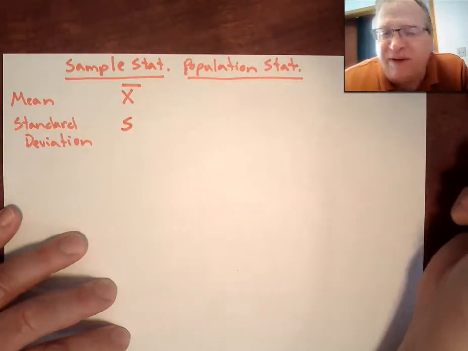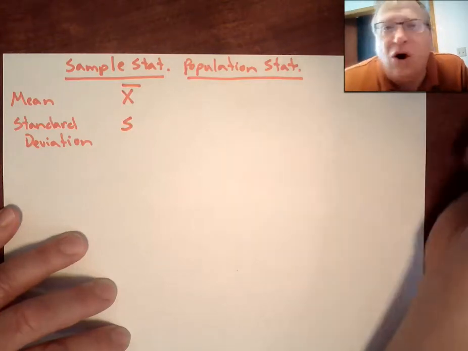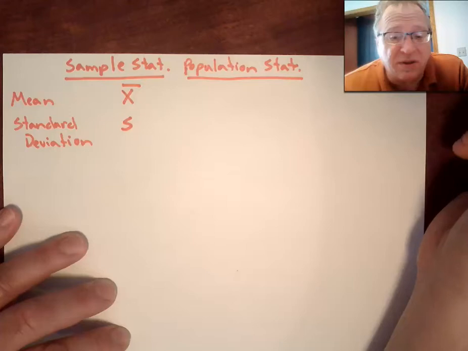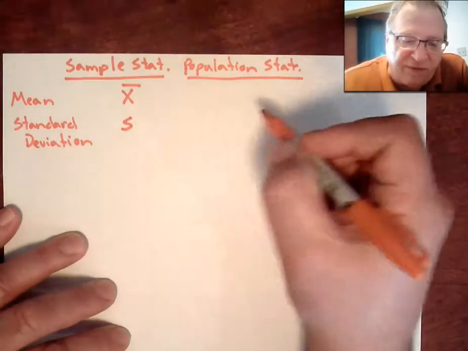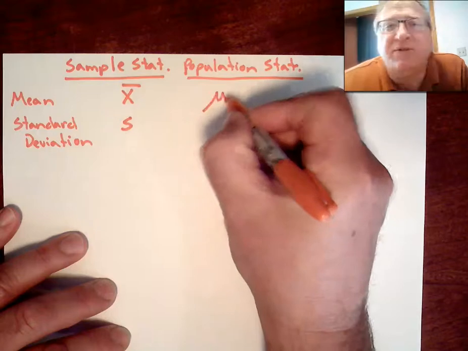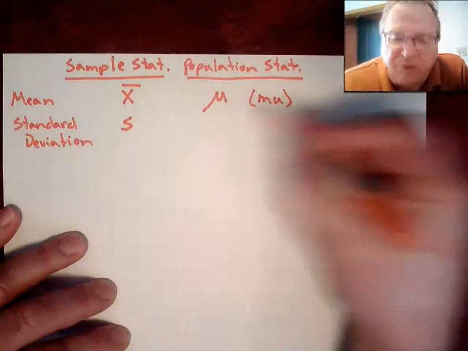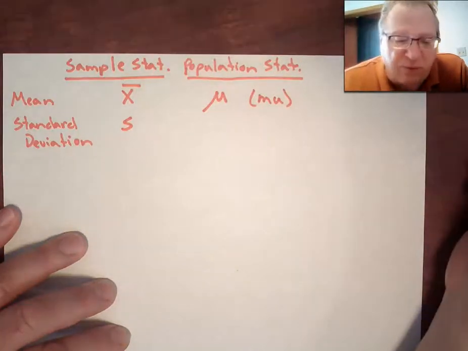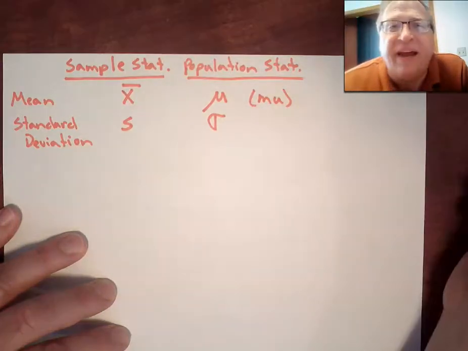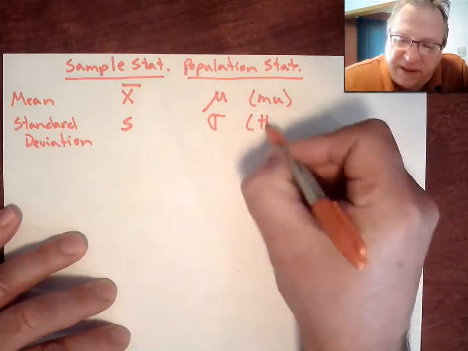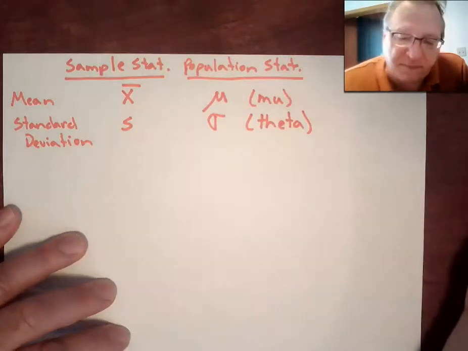However, if I had measured the length of the pinky of everybody in the world, and so it was no longer a sample statistic, but a population statistic, then we would use a different symbol. For mean, we use the symbol mu. I'll spell it. Mu is a Greek symbol. And likewise, for standard deviation, we use the symbol theta. Theta. Another letter from the Greek alphabet.